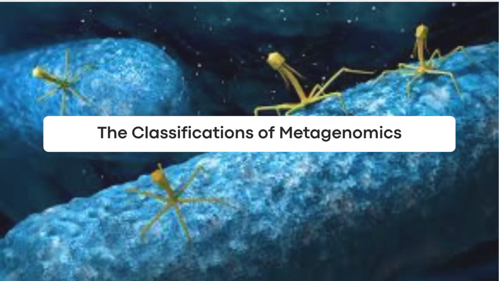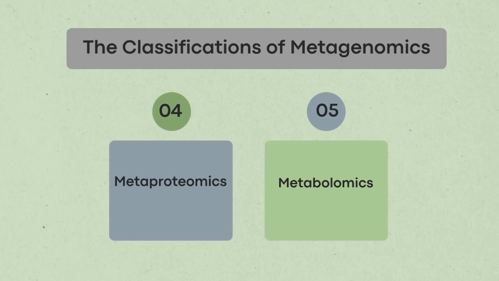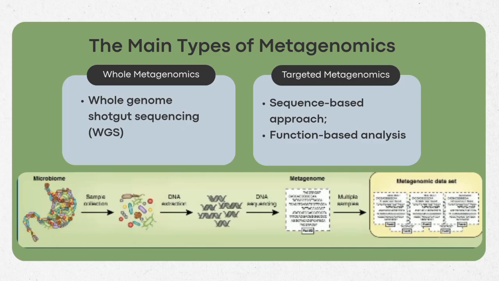Now, let's know the classification of metagenomics. Number 1. Shotgun metagenomics. Number 2. Amplicon or targeted metagenomics. Number 3. Metatranscriptomics. Number 4. Metaproteomics. Number 5. Metabolomics. Two main types of metagenomics: Number 1. Whole metagenomics shotgun sequencing.